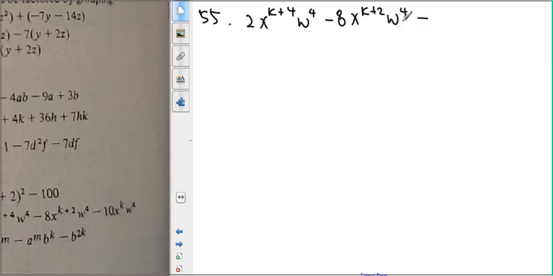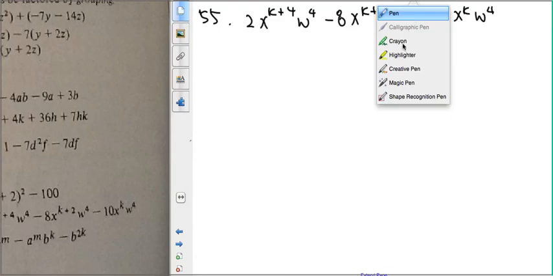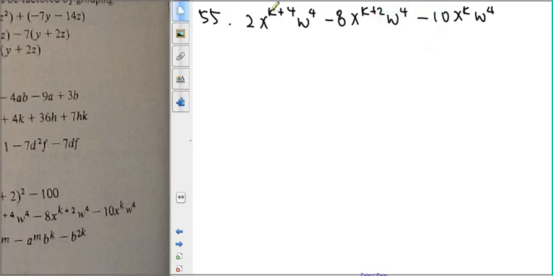Minus 10 x to the k power and w to the 4th power. What repeats here? In fact, you will realize that the k repeats, meaning x to the k power is a common factor. Not only that, w to the 4th power is also common, as is 2 in all the numbers. So therefore, I'm going to factor out 2x to the k power and then w to the 4th power.